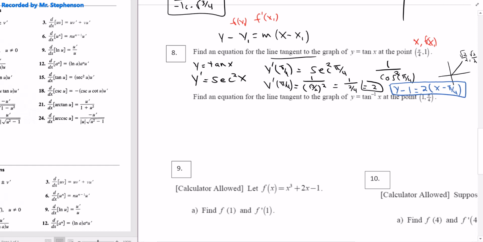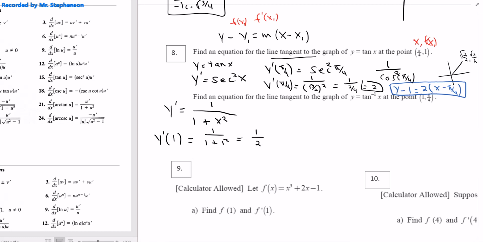All right, find the equation for the tangent line to the graph of tan inverse. In this case, we need to take the derivative of the inverse tan, which is u prime over 1 plus u squared. U is x in this case, so it's going to be 1 over 1 plus x squared. We want to know the slope at 1, right? So we're going to get 1 over 1 plus 1 squared, which is going to give us 1 over 2. Right? The slope there is 1/2.